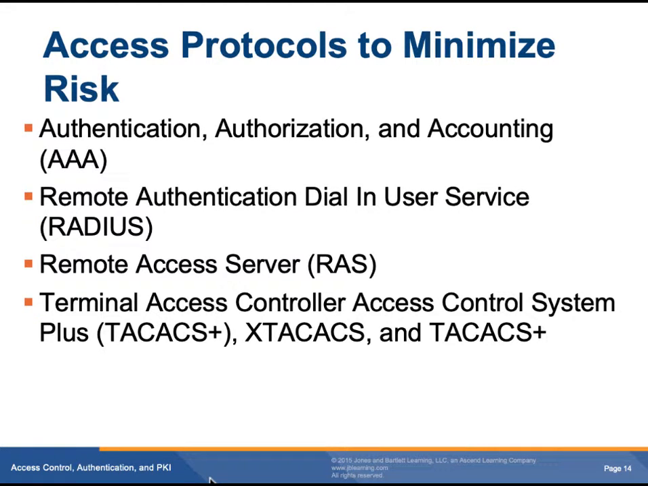Access control to minimize risk include AAA: authentication, authorization, and accounting. And if you get into networking or firewalls, you'll see AAA noted extensively. RADIUS, Remote Authentication Dial-In User Service. Remote Access Server, or RAS. TACACS, which is Terminal Access Controller Access Control System Plus. TACACS was invented by Cisco Systems. TACACS Plus is the current version.